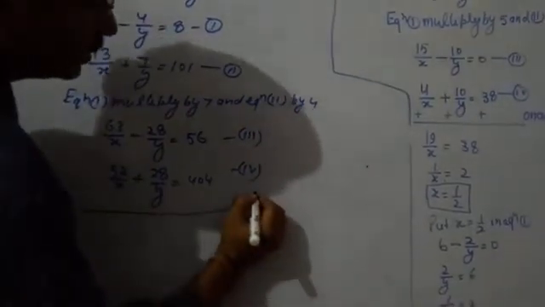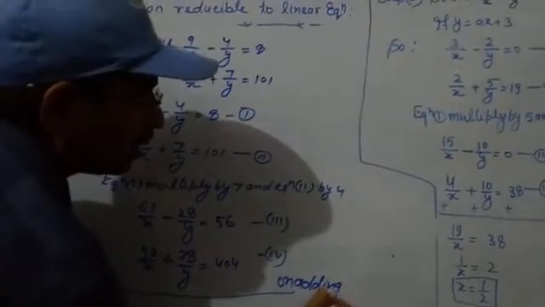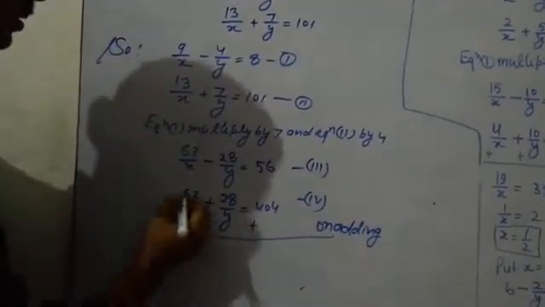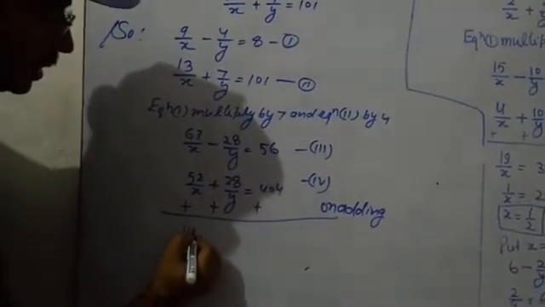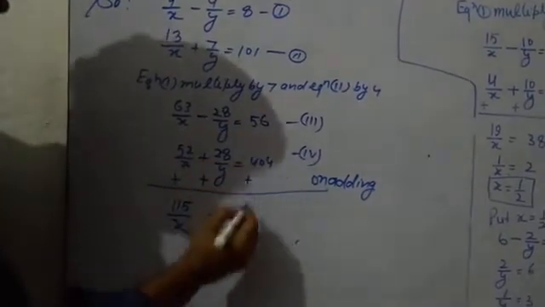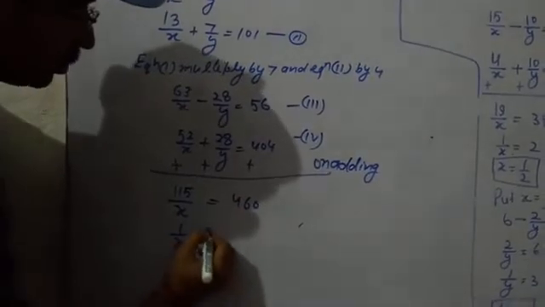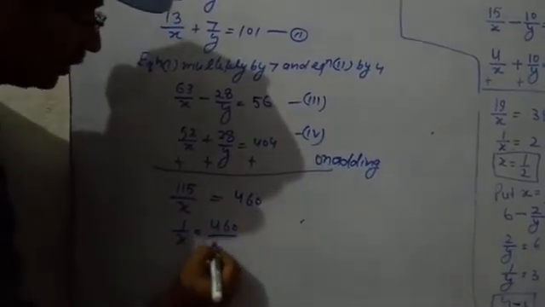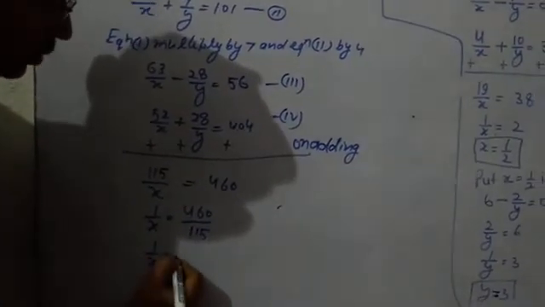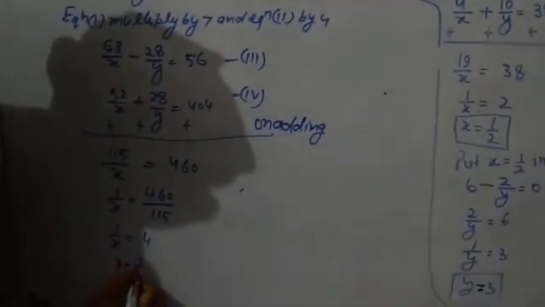On adding, 115 by x equal to 460, the minus and plus cancel. 1 by x equal to 460 divided by 115. 1 by x equal to 4. x equal to 1 by 4.